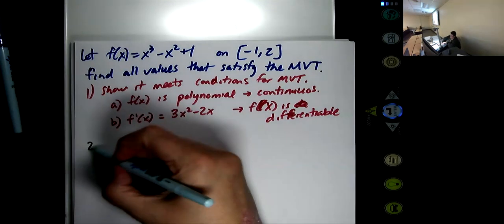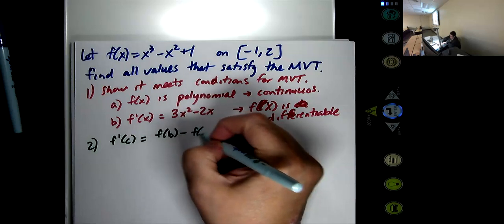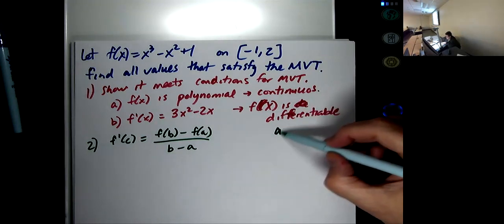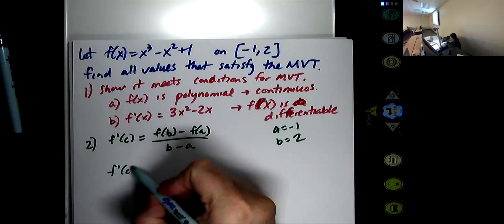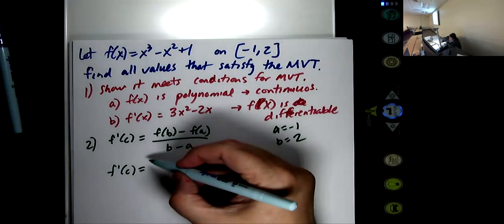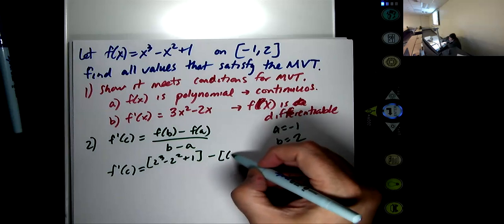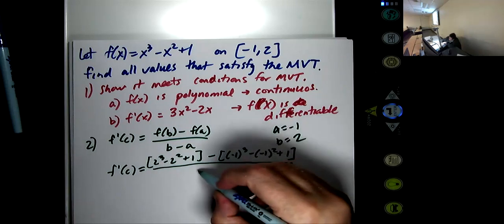We meet the conditions, so let's take a look and find f prime of c has to equal f of b minus f of a over b minus a. It looks like a equals -1 and b equals 2. So f prime of c equals f of b, 2 cubed minus 2 squared plus 1, minus -1 cubed minus -1 squared plus 1, all over 2 minus -1.